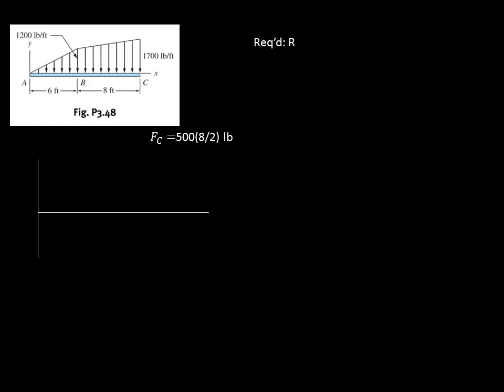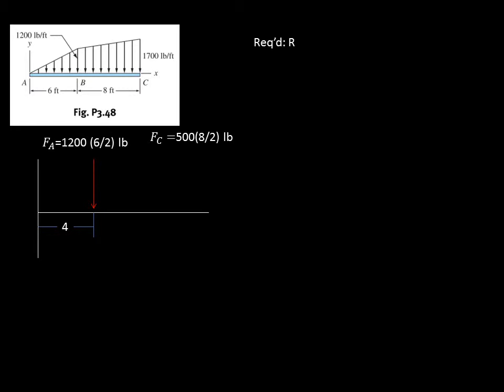Let's start with the distributed load at AB. We first transform it into a single force with a magnitude that is equal to the area of the distributed load AB. Then we locate that single force 1/3 away from the side with a 90-degree angle, which is 4 feet from point A.